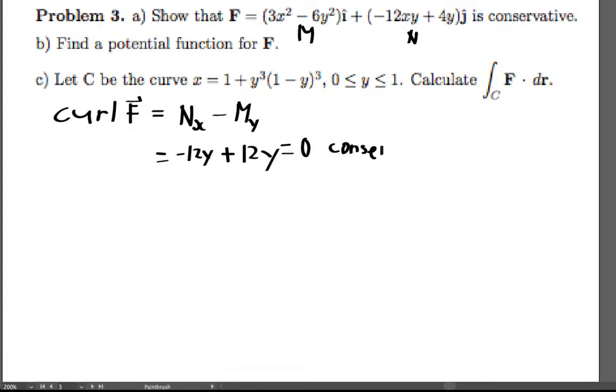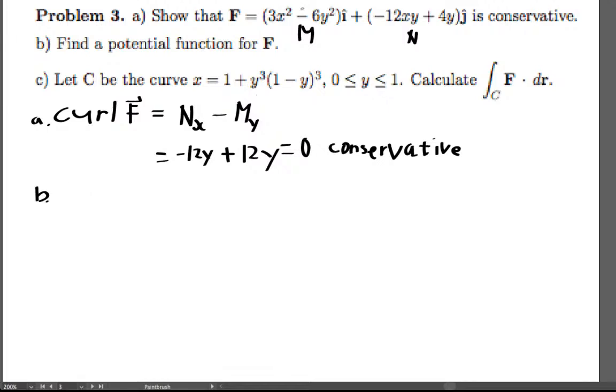Conservative is basically path independent, so any path is fine as long as you follow this. Now we want to find the potential function for f. So what's the potential function? There are multiple ways to do this.